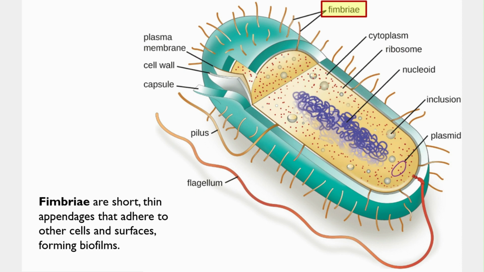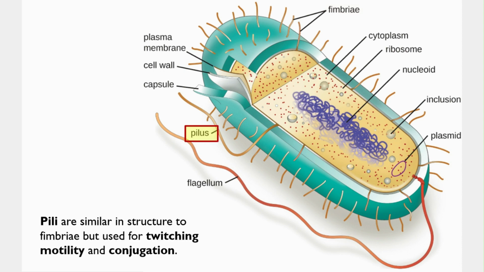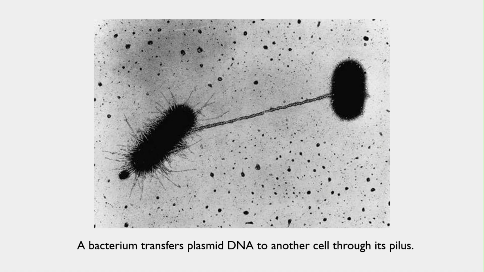Fimbriae are short appendages that adhere to other cells and surfaces to assist in forming biofilms. And here we have pili, which are similar in structure to fimbriae, but used for twitching motility. So basically, these pili don't work as a propeller; they twitch in order to help with movement. And they are very importantly a special tool for the transfer of plasmids between different cells. And this transfer of genetic information is called conjugation in bacteria.